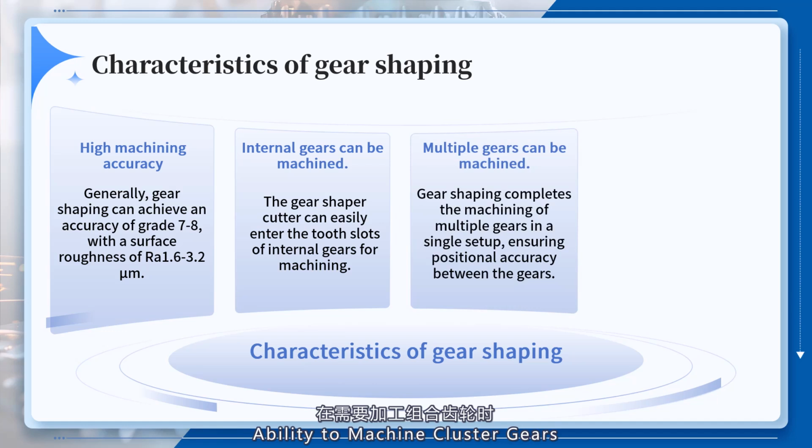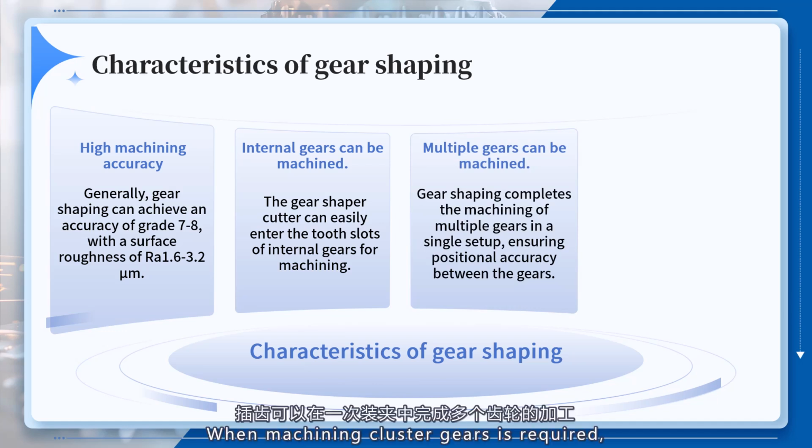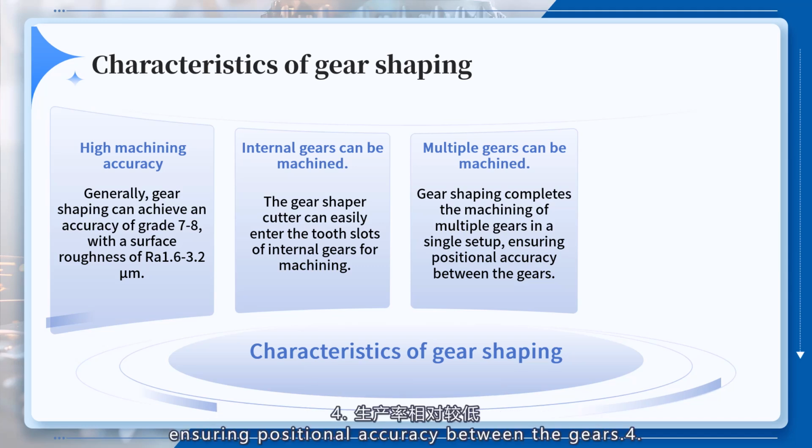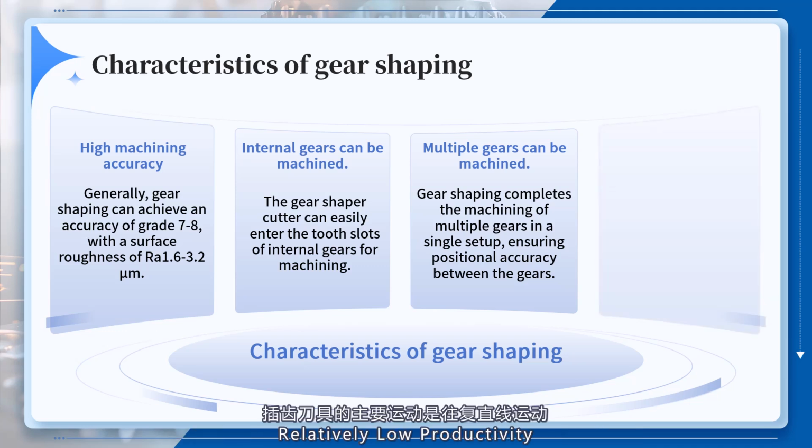3. Ability to machine cluster gears. When machining cluster gears is required, gear shaping can complete the machining of multiple gears in a single setup, ensuring positional accuracy between the gears.